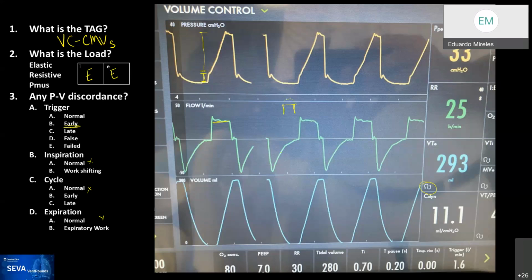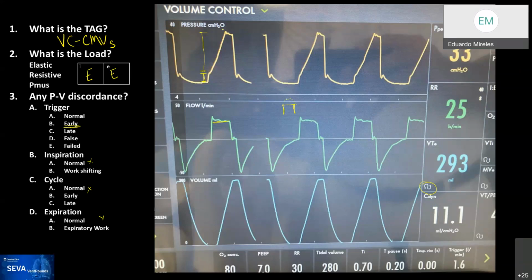So what I mean, if we turn off that side, that's circuit compensation. If we turn that off, then the flow would have been completely square. And then how do you explain a little plateau on top of the flow of the pressure waveform? This thing here. Well, there's a pause. There's an expiratory pause, right?